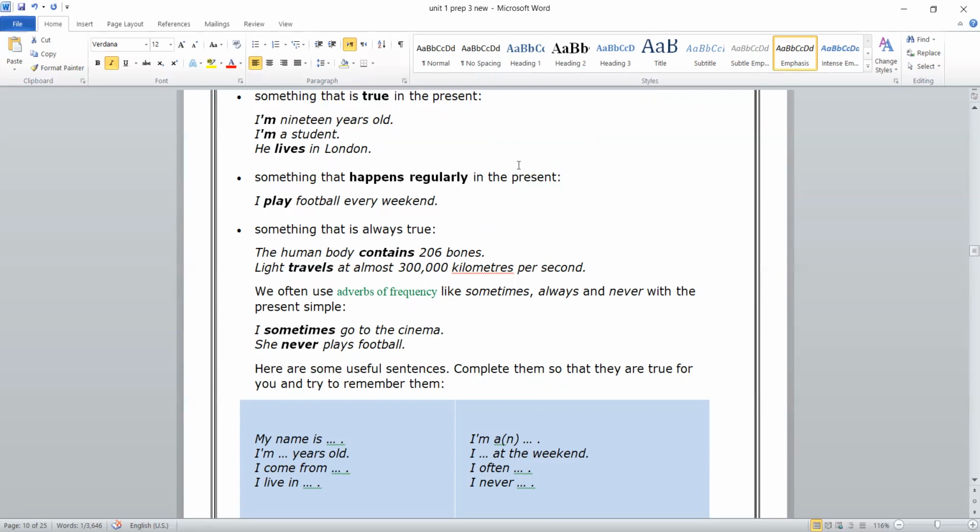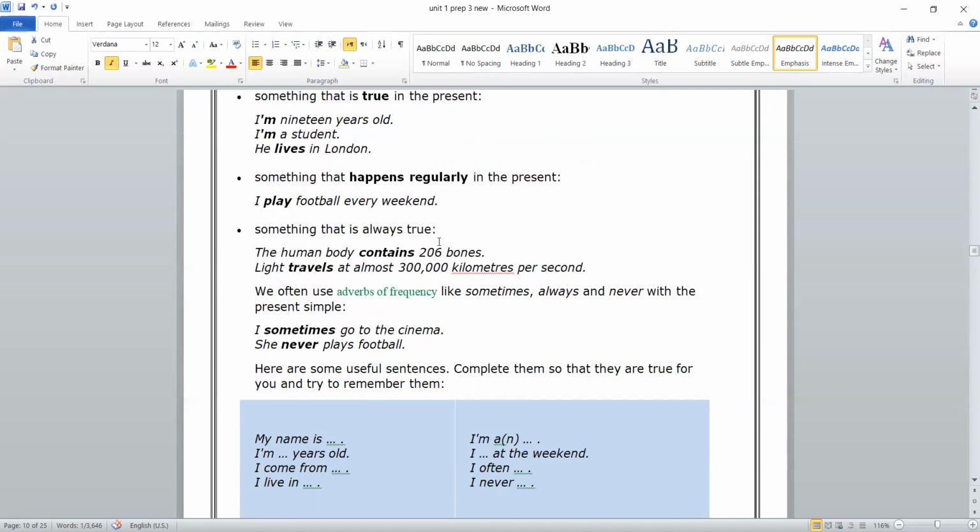I play football every weekend. I go to school by car. My father usually drinks coffee in the evening. This is a daily routine. This is a repeated action, or something that happens regularly in the present.